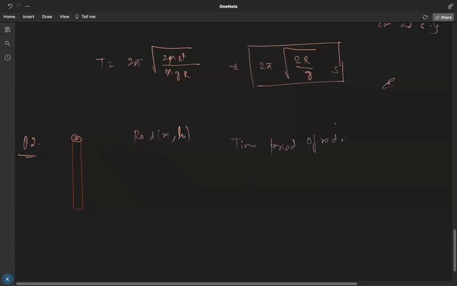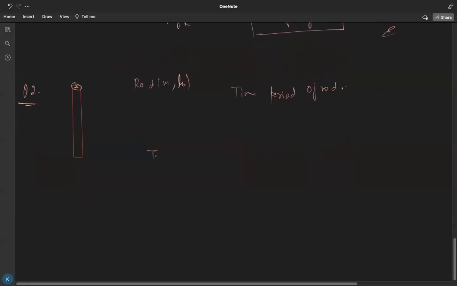Right. So this is again a rigid body, and this is an example of the compound pendulum. So we have to find its time period. So what do we have to use? We have to use time period is equal to 2 pi root under I about the suspension point, so this is its suspension point, divided by mg into L.